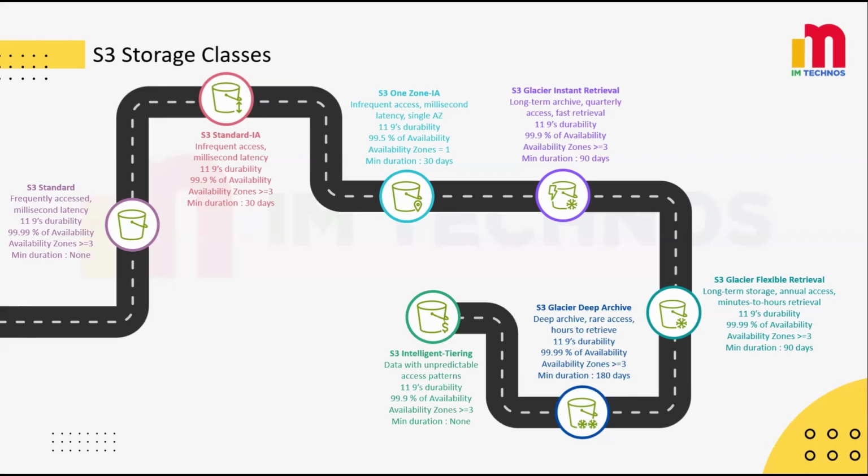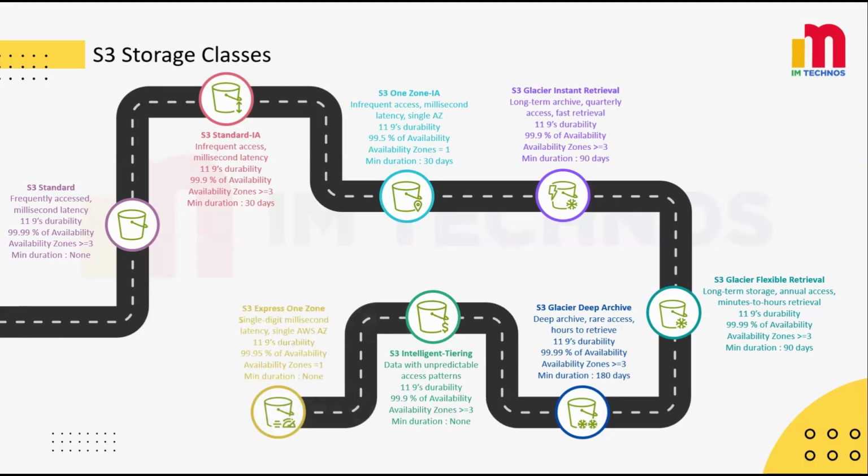Now let's talk about S3 Express One Zone. Imagine you have data that needs ultra low latency access, even faster than S3 Standard. And it's okay to store the data in just one availability zone instead of across multiple zones. That's exactly what S3 Express One Zone is designed for. It provides the highest request performance of any S3 storage class with microsecond latency and very high throughput, ideal for high performance computing, real time analytics, or machine learning workloads.